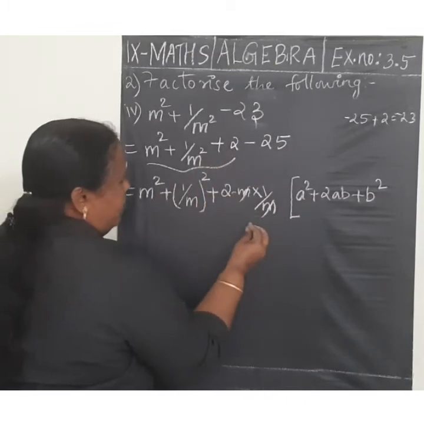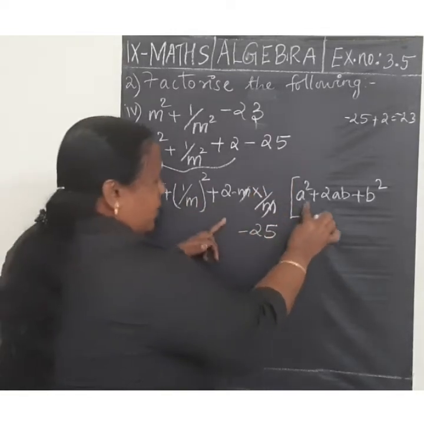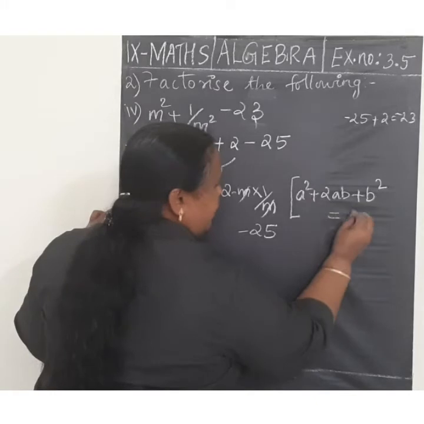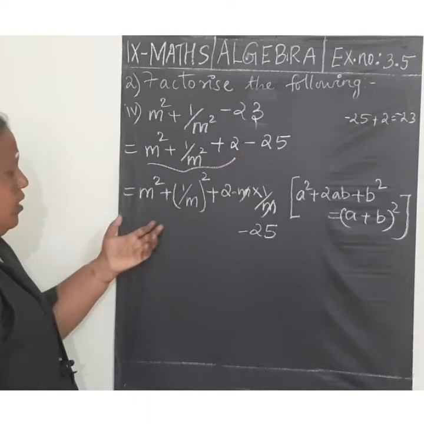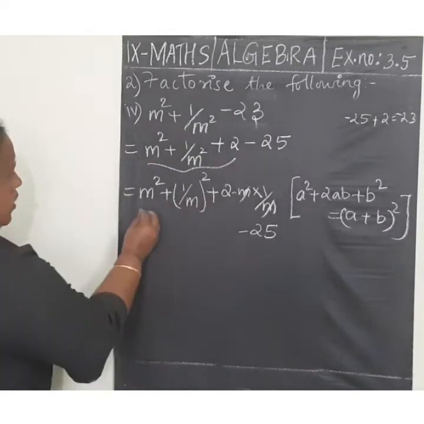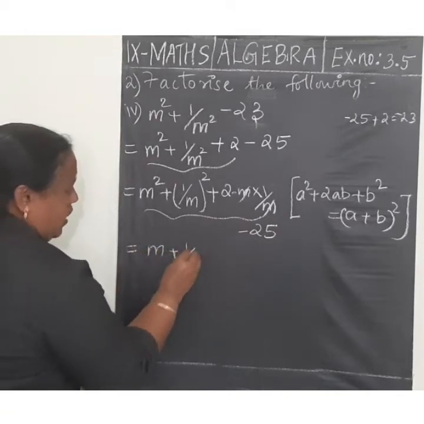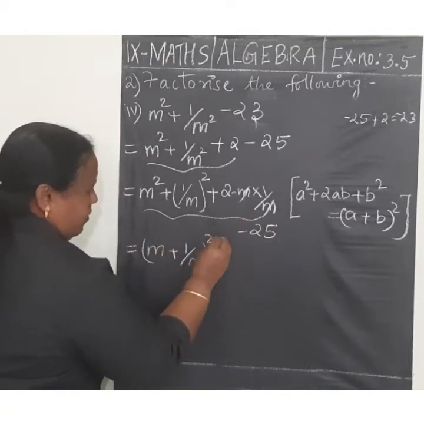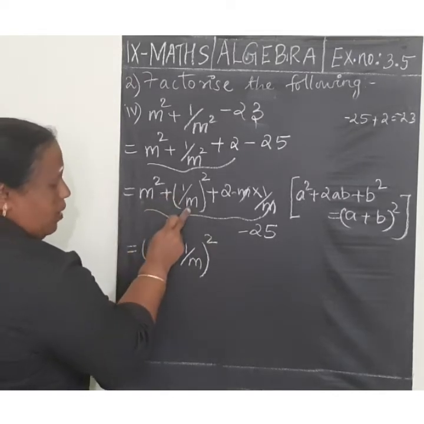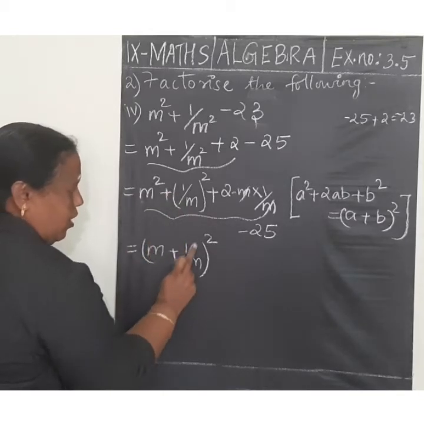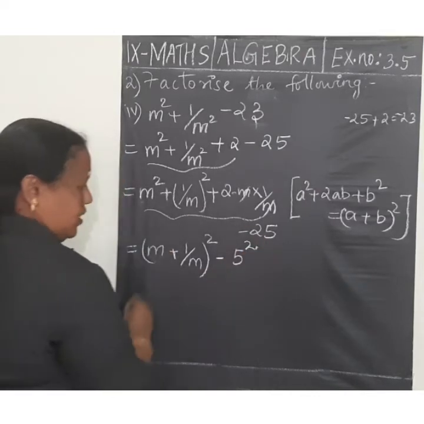So we write minus this 25 as it is. Now a squared plus 2ab plus b squared is equal to a plus b the whole squared. We know this by identity. So this full term we write in the form of m plus 1 by m the whole squared. Here our a is m, b is 1 by m. So a plus b the whole squared minus this 25, we can write as 5 squared.